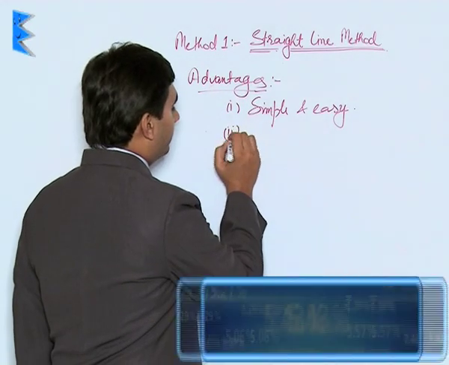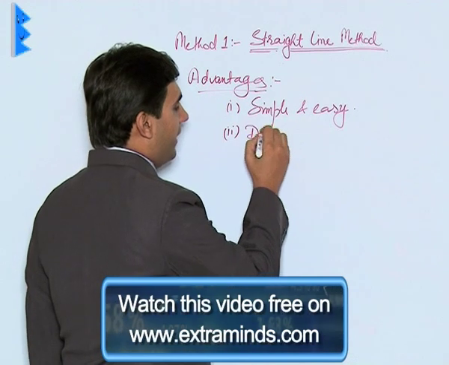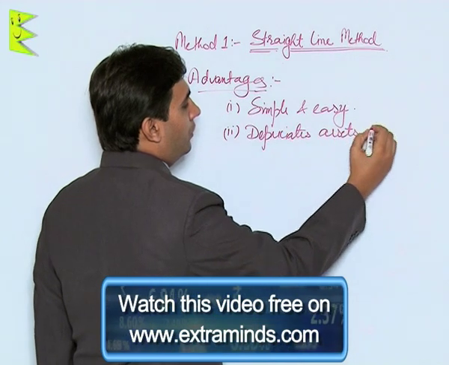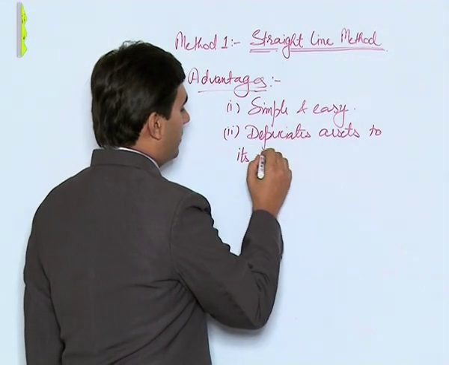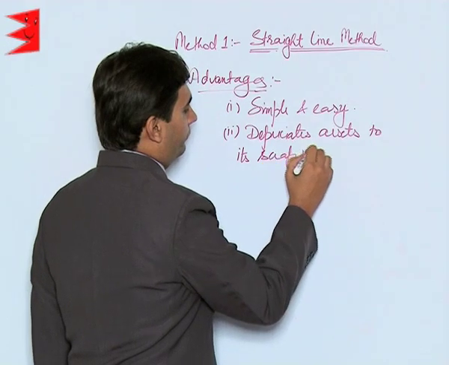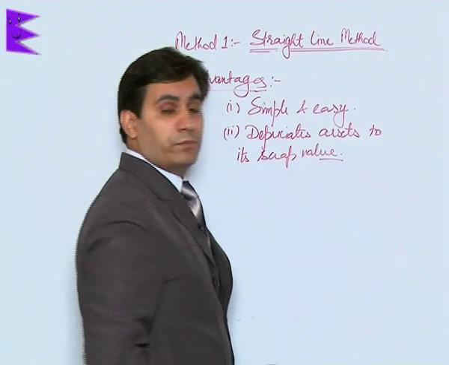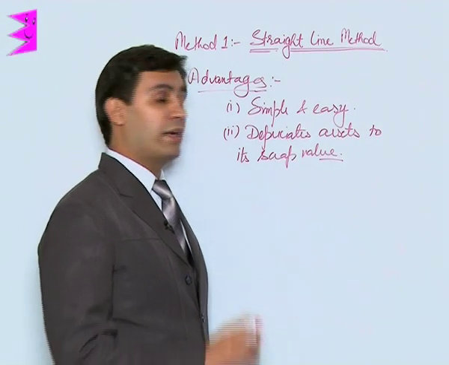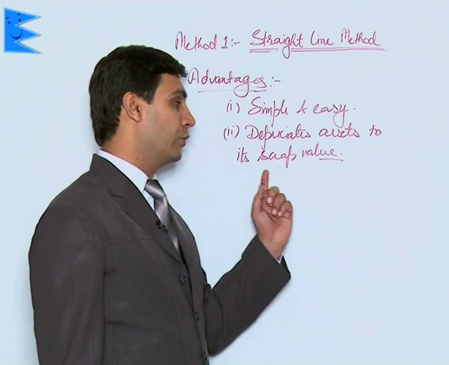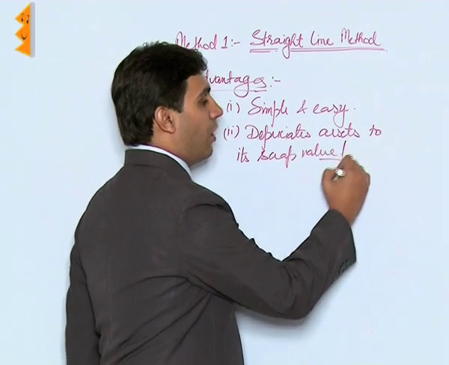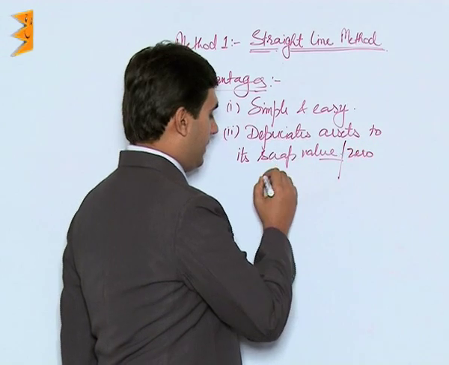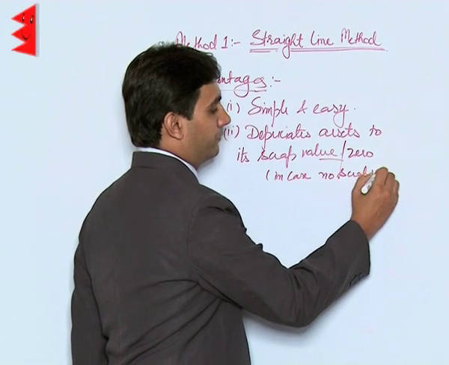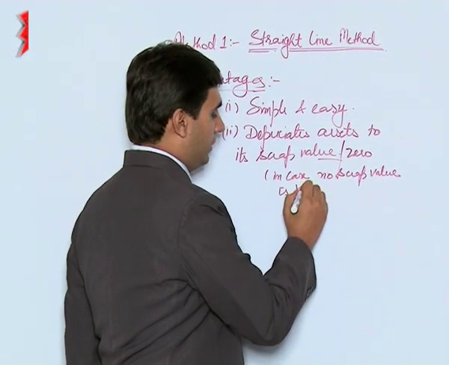Second is it depreciates assets to its scrap value. Since we are charging depreciation on a fixed amount, this method actually helps us to depreciate the asset right down to its scrap value if it is there, or zero in case no scrap value is there.